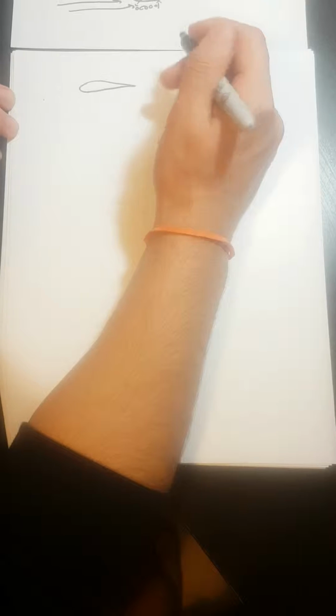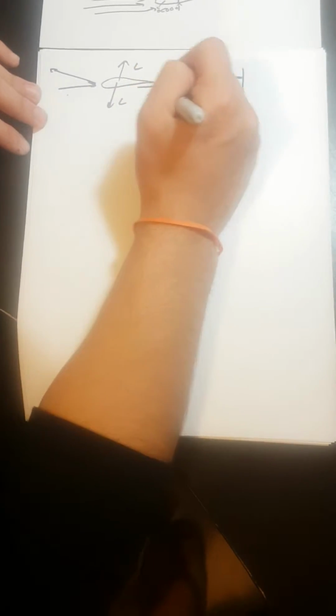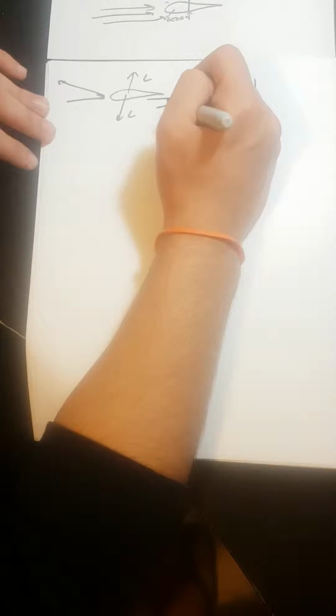The magnitude and directionality of the lift depends on the angle of attack, which is basically the angle between the chord length, which is the distance from the leading edge to the trailing edge, and the incoming velocity. So let's say the velocity is coming in this direction, this would be our angle of attack, alpha.